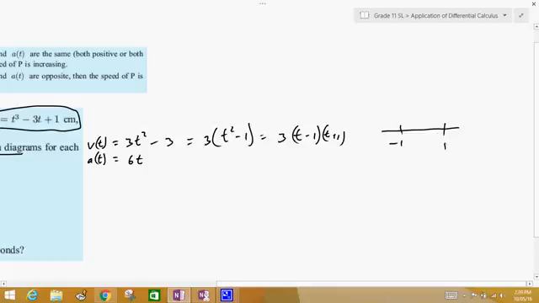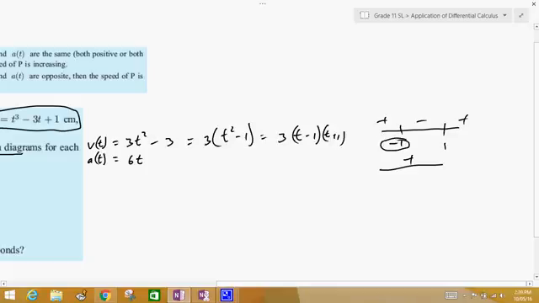And then we would check to see where it's positive and where it's negative. So at negative a billion, I think this would be positive. At 0 it would be negative, and at a billion it would be positive. And for this one, well, it's always going to be positive.